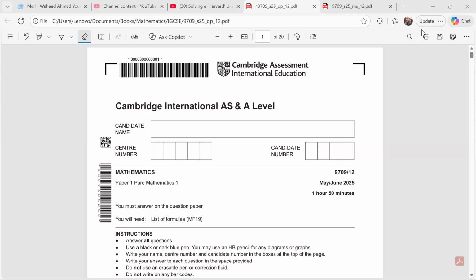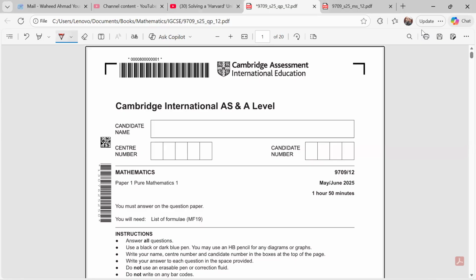We have been solving these past exam papers for mathematics. You can see this is Mathematics, Pure Math 1, and this exam is for May/June 2025. We have solved 10 questions. You can check in my previous videos.